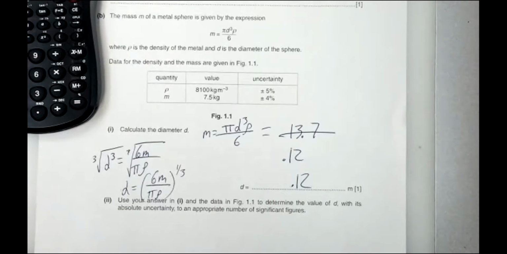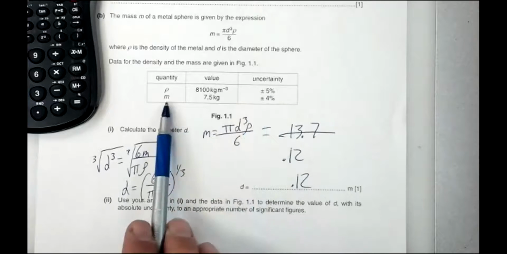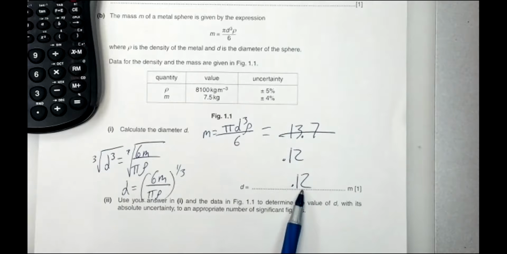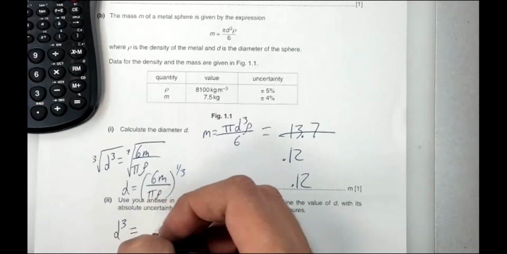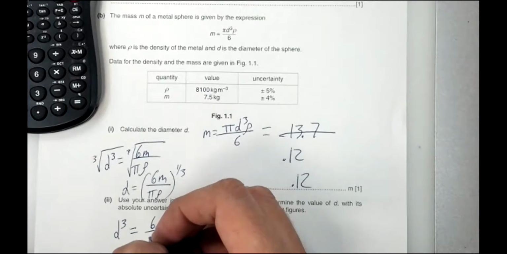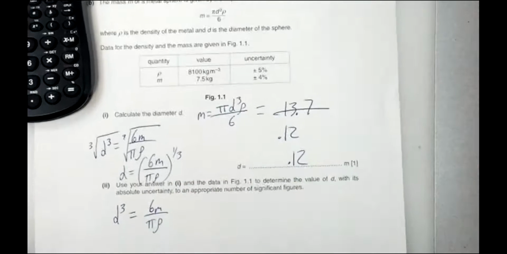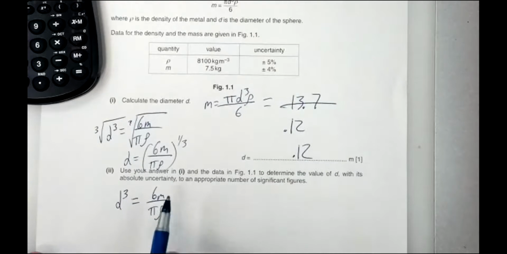The question goes on to read, use your answer in the data in figure 1.1 to determine the value of D with its absolute uncertainty to an appropriate number of significant figures. And so here's where we have to realize that there's uncertainties in rho and in M that lead to an uncertainty in the reported value here. And it's tricky because, let's go back to this form of the equation, D cubed equals 6m over pi rho. If there's 4% uncertainty in this and 5% uncertainty in this, so there's a total of 9% uncertainty in the calculated value of D cubed.